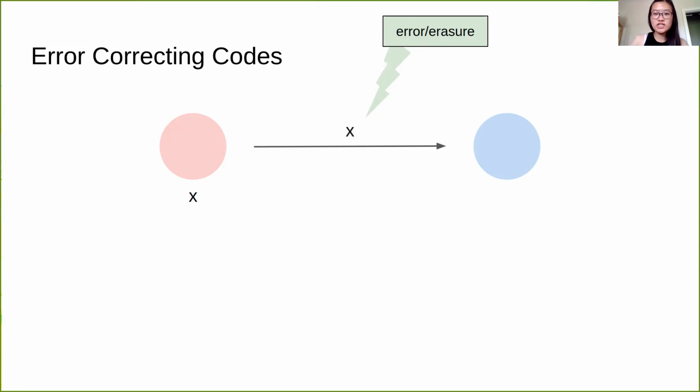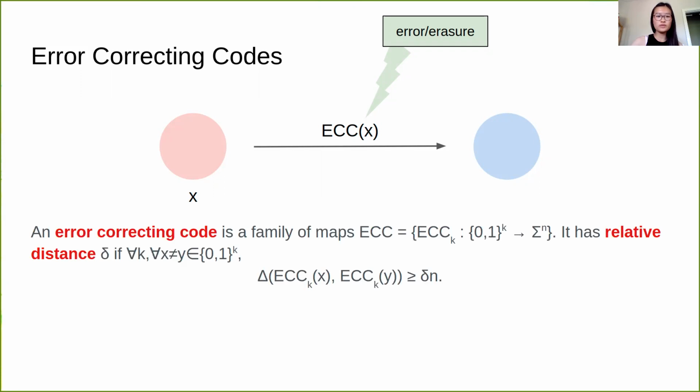So of course, Alice could just send her message X to Bob in the clear. However, if there are any bit flips or any erasures, then suddenly Bob can no longer figure out what her message actually was supposed to be. So instead, she sends an error correcting code of X, which will have some properties such that Bob can still determine what the original message was, as long as there aren't too many errors or erasures that happened.